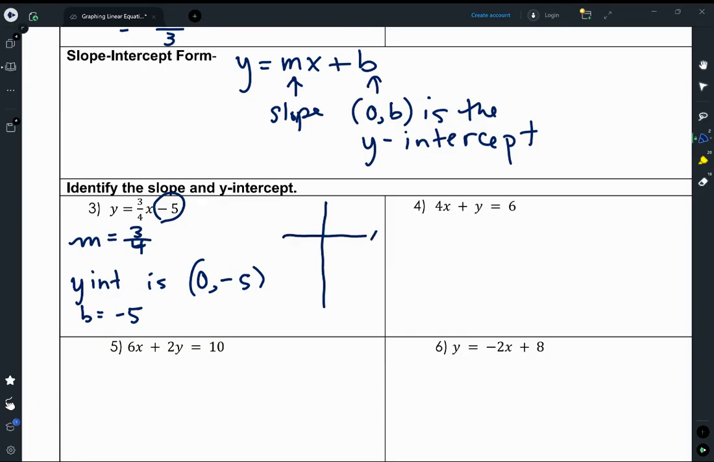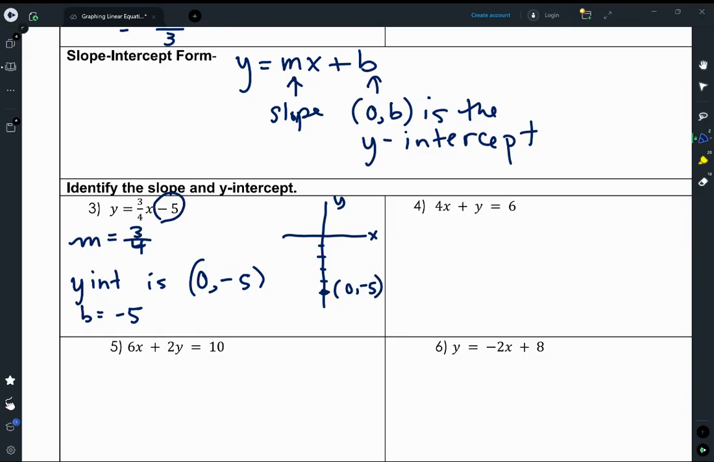So if here's my x, here's my y. 1, 2, 3, 4, 5. 0 comma negative 5 would be right here. It means I went over 0 for x and down 5 for y. So that point is 0 comma negative 5. So the y-intercept is an ordered pair.